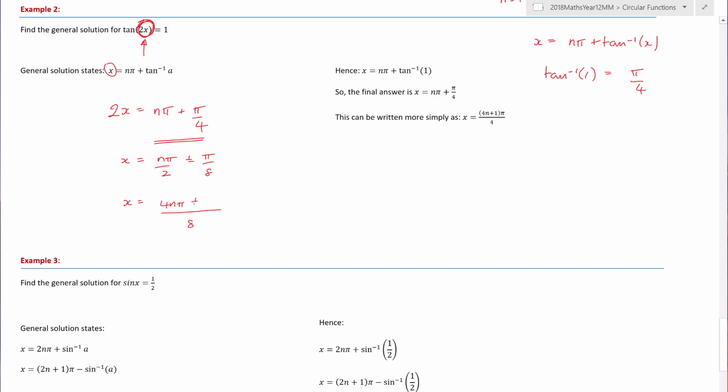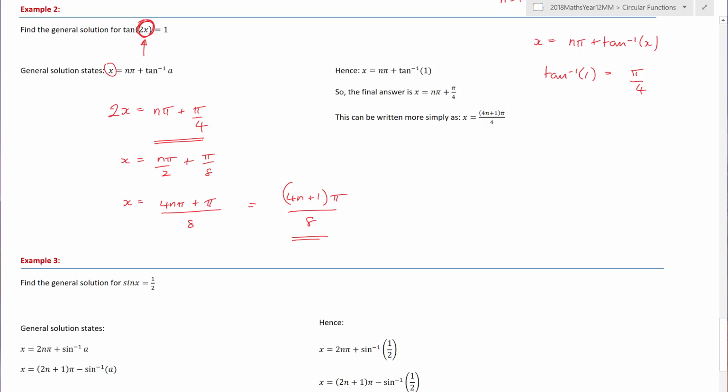4n pi plus, why did I put plus or minus? Come on, stay with it. I know you've recorded 14 lessons today, but come on. Plus pi, which we would then factorize out to give us 4n plus 1 pi on 8. And again, how would we use this?